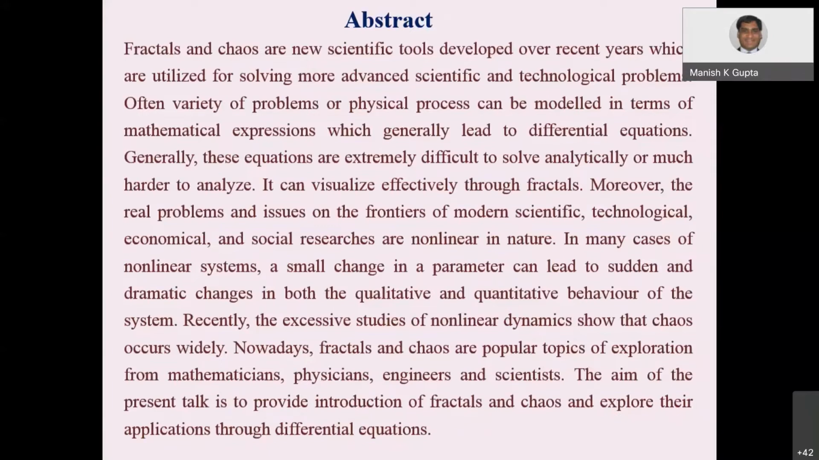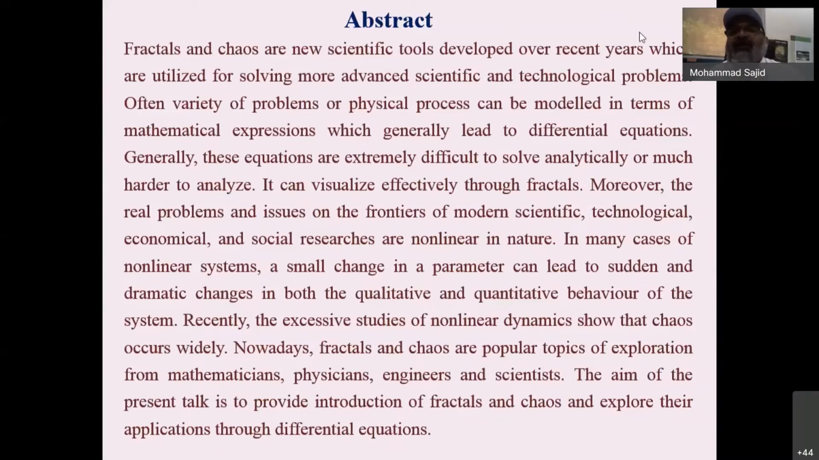So recently, studies on nonlinear dynamics show that chaos occurs widely. Due to this reason, many people are nowadays interested in exploring the beauty of fractals and seeing the behavior of chaos inside the system. So these two things we will see here, and we will explore these through some applications, and also we will see these things inside differential equations.